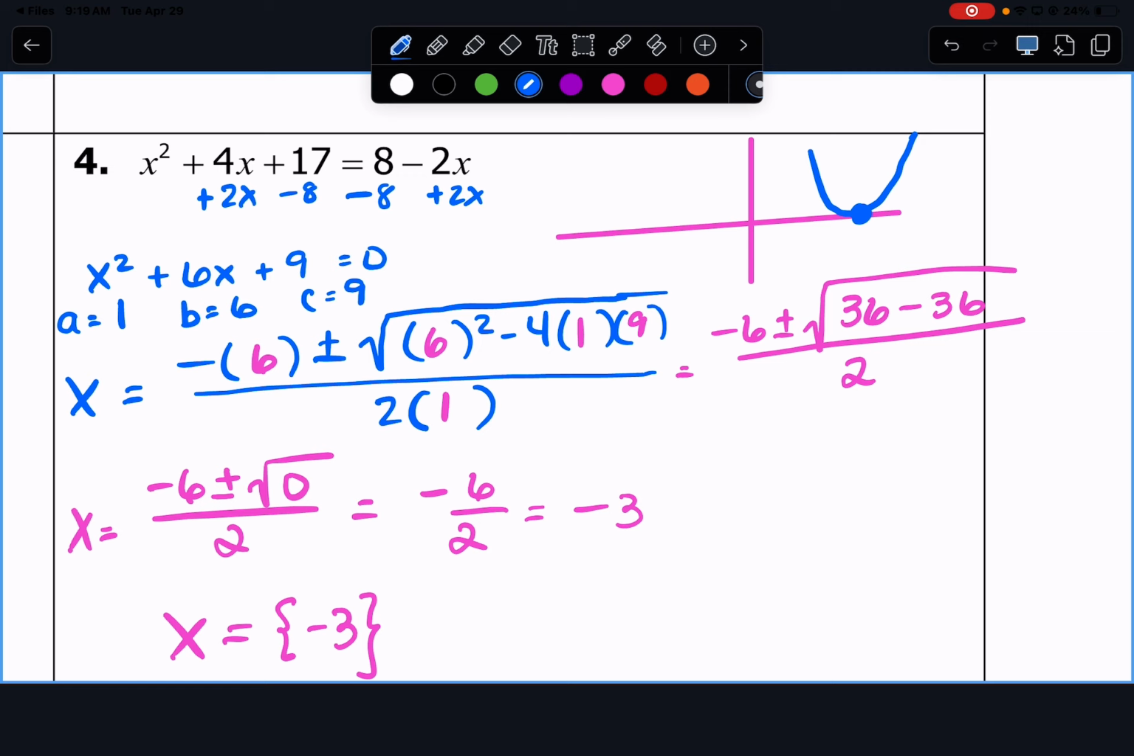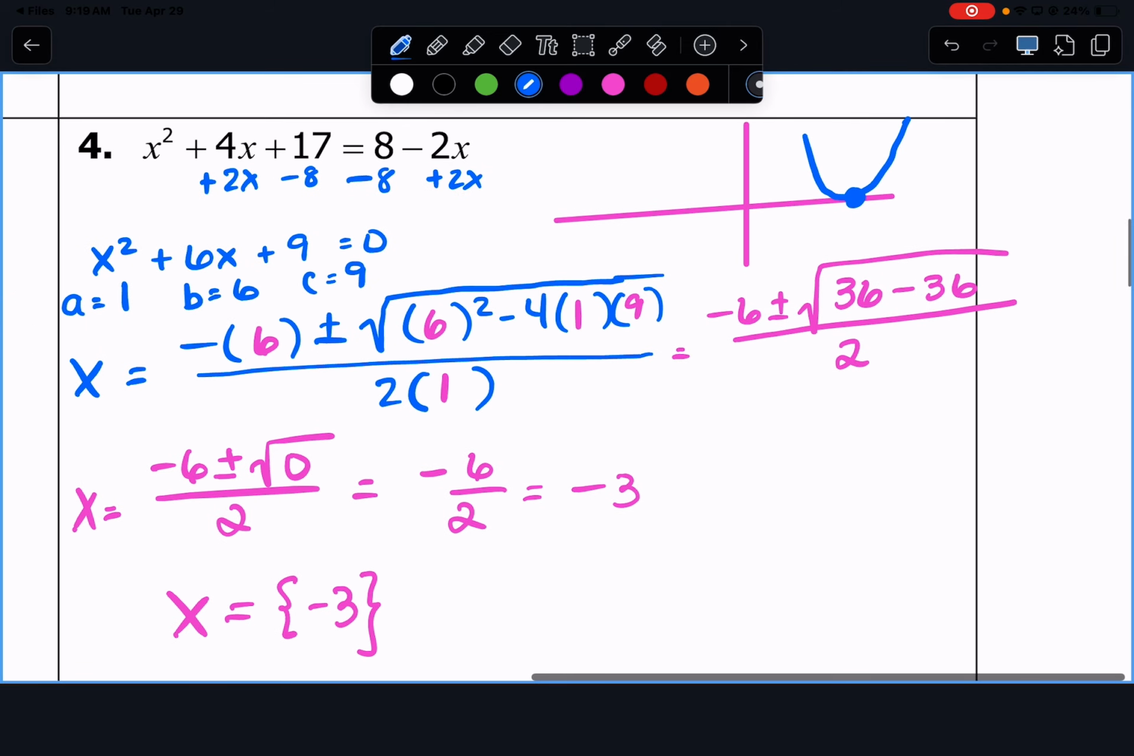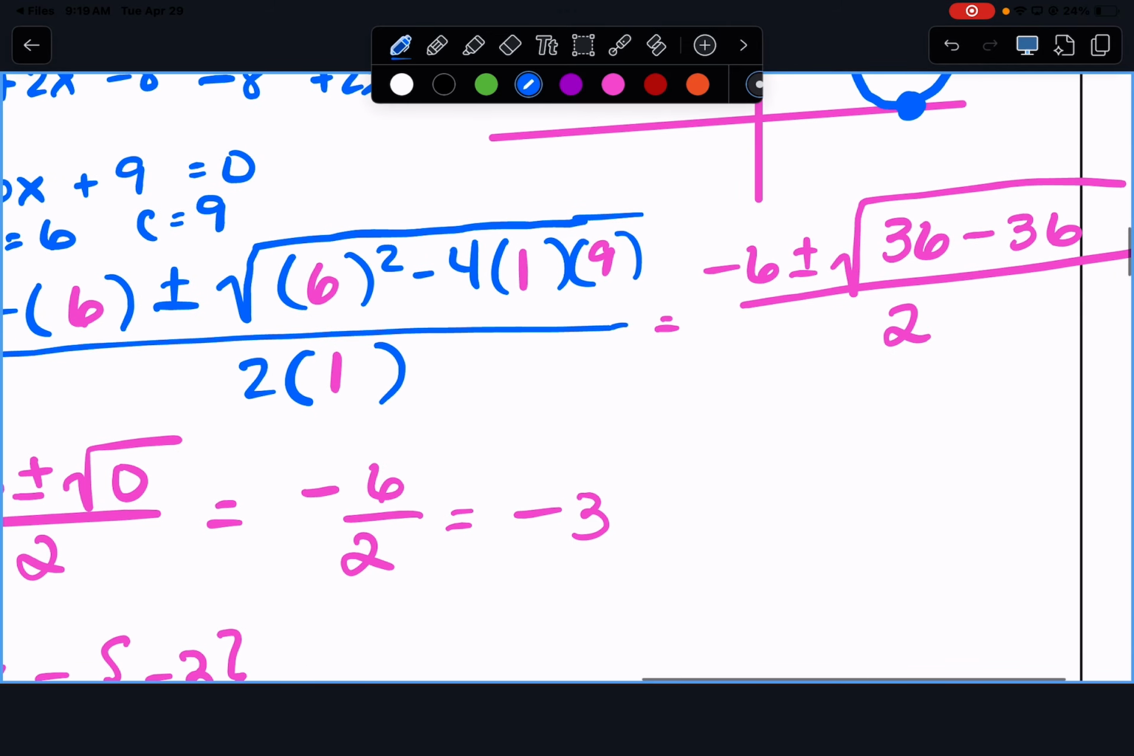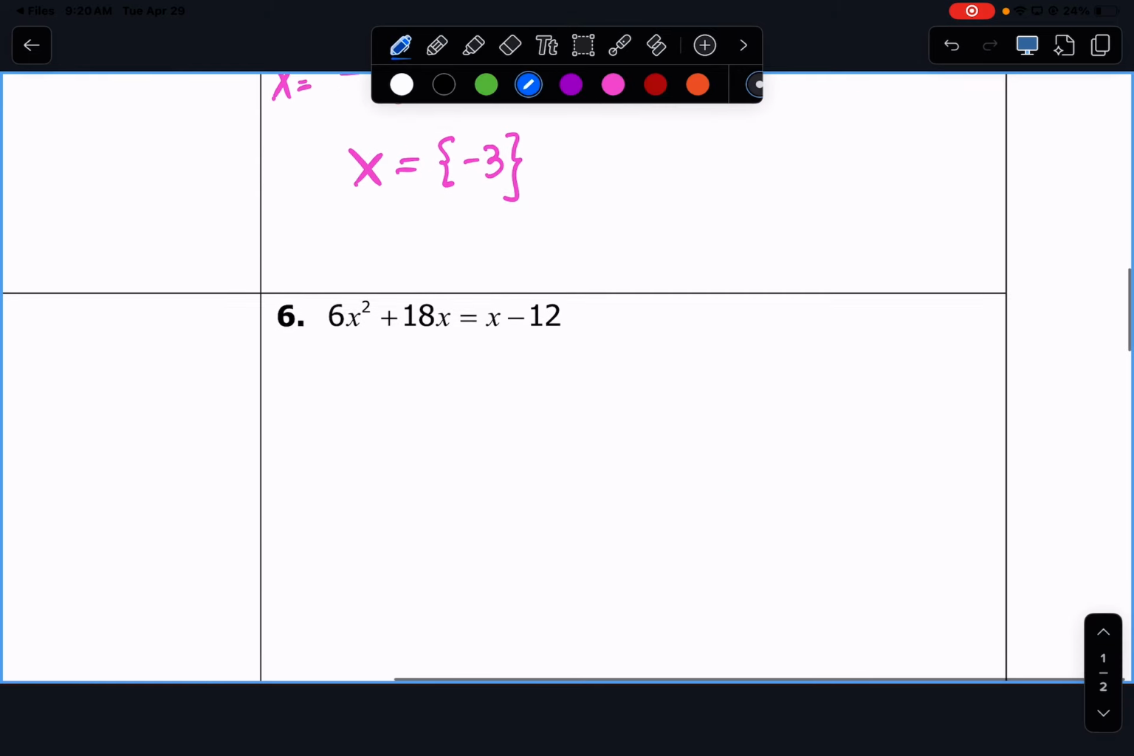Yes, Ramsey? Wait, I got 36 minus 40 in my square root because I added the negative 4 plus negative 36. So you have to multiply negative 4 times 1, which is negative 4. Negative 4 times 9 is negative 36. So you have 36 minus 36, which is 0. So we just forget about the negative 4. No, you multiply the negative 4. All three of these things are multiplied. So you do negative 4 times 1 times 9. Okay. All right, now, number 6.